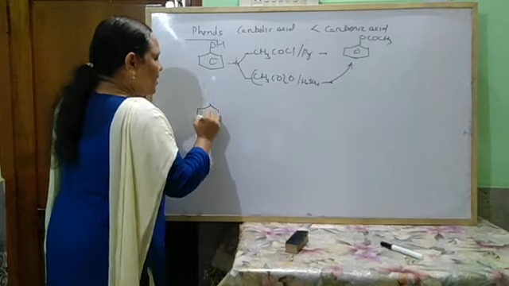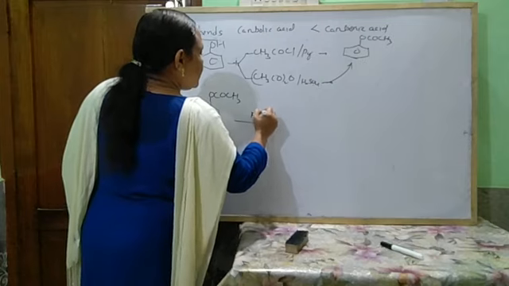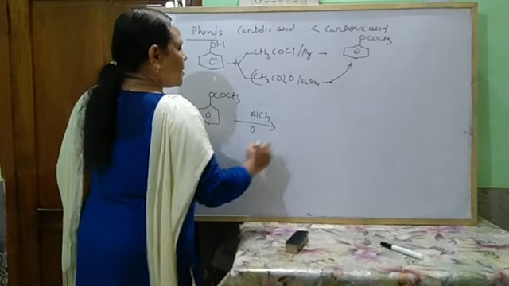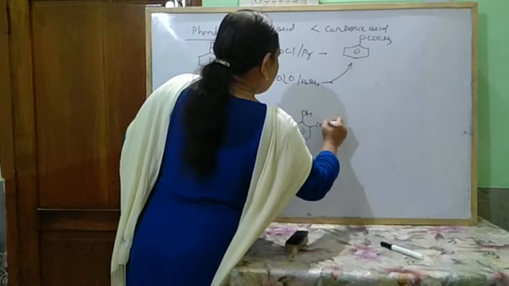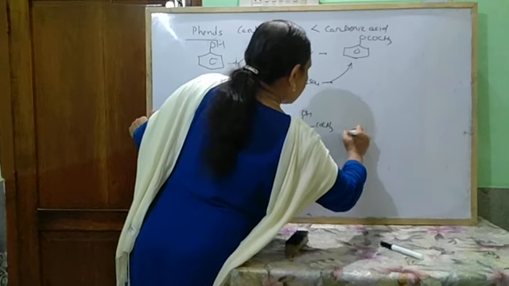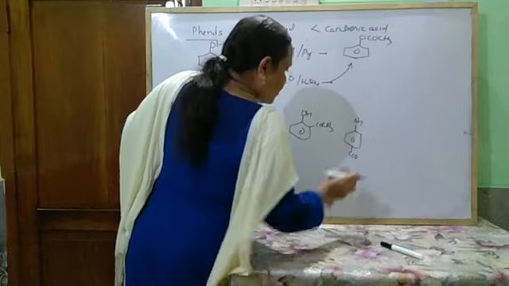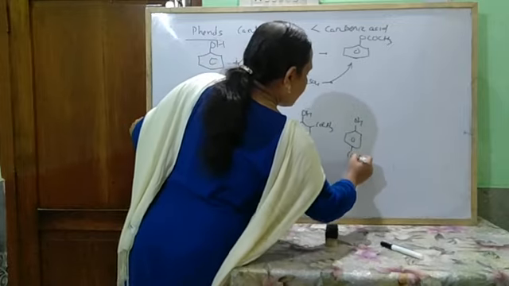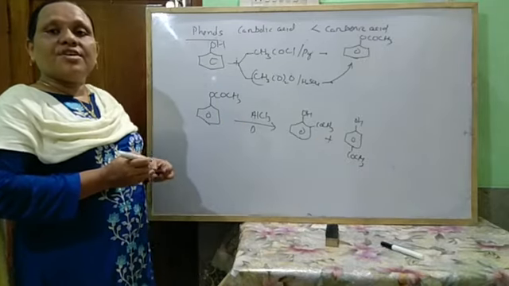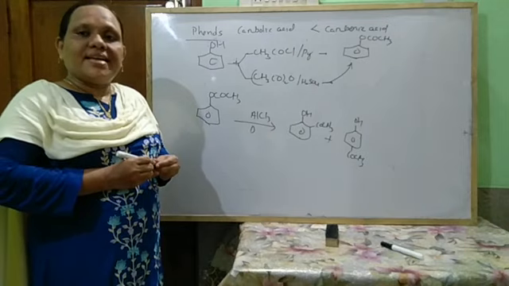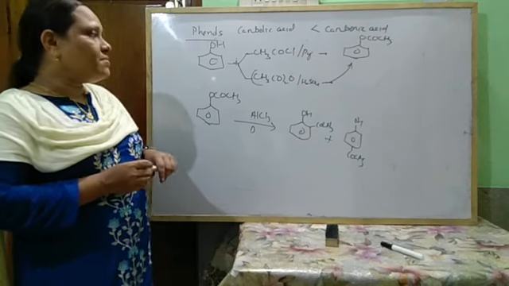And when this phenyl acetate is heated in presence of aluminum chloride, it undergoes isomerization to form ortho-hydroxyacetophenone and para-hydroxyacetophenone. This reaction is known as Fries rearrangement reaction. Okay, so this reaction is known as Fries rearrangement reaction.